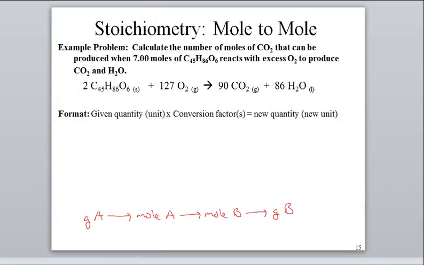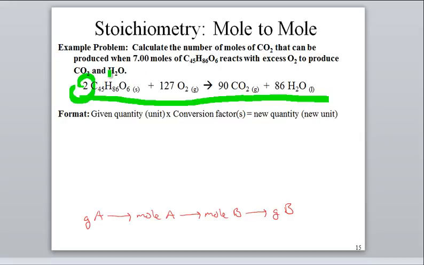Shown here is an example stoichiometry problem. We're going to do a few on the next pages. We have a balanced chemical reaction. To make your mole-to-mole relationship, it needs to be balanced. It's kind of complicated. There's lots of numbers before the formulas, but if we look at it, it says for every 2 of those fat molecules that reacts, 127 oxygen molecules are used up.